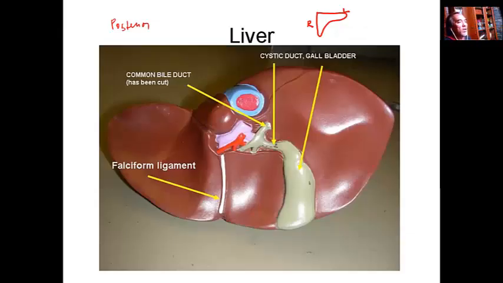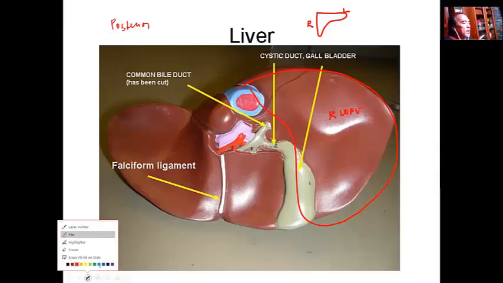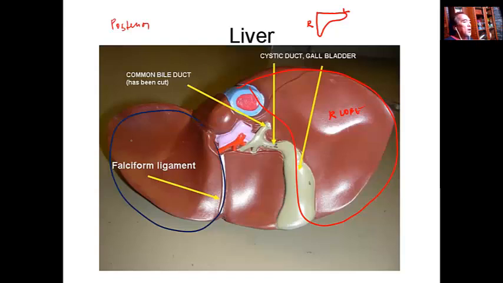Now, this is the biggest part of the liver. So this is the right lobe of the liver. Now, this is the smallest part of the liver. This is the left lobe of the liver. There's 4 lobes. This is now the caudate lobe, and this is your quadrate lobe. It looks like a square, quadrate. But we're not finished with that.